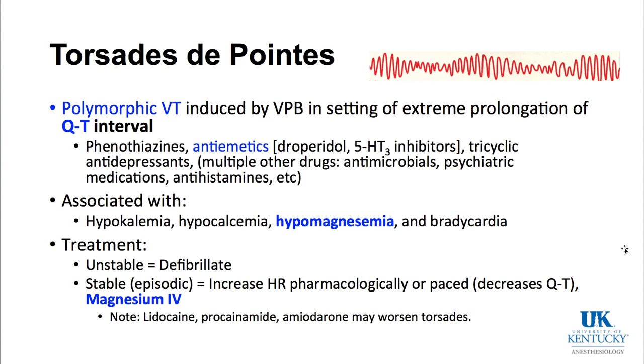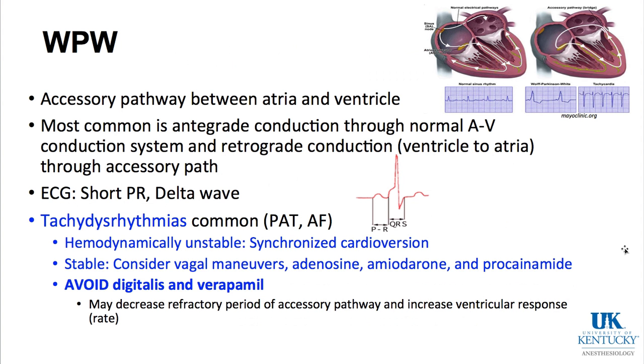In that case, if they're stable, you can give them magnesium and try to increase their heart rate pharmacologically or paced, because as the heart rate goes up, the QT interval goes down. But if they're unstable, you're going to defibrillate that patient. Lidocaine, procainamide, and amiodarone can all worsen torsades, prolong the QT interval. So think of increasing the heart rate and magnesium replacement as specific therapy for torsades de pointes.